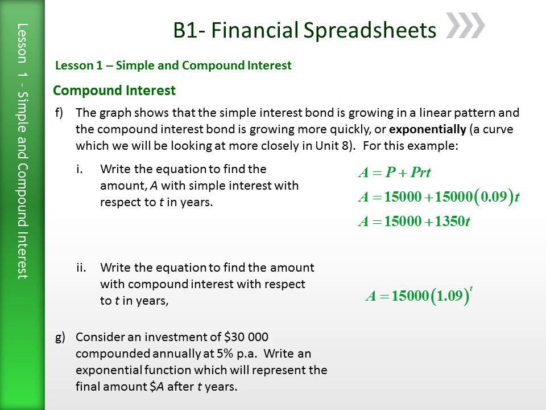If we just changed our numbers a little bit, and we considered an investment of $30,000 compounded annually at 5%, write an exponential function which will represent the final amount, $A after t years. So now our principal is $30,000, and because our interest is 5%, we will now multiply that by 1.05 raised to the t power.